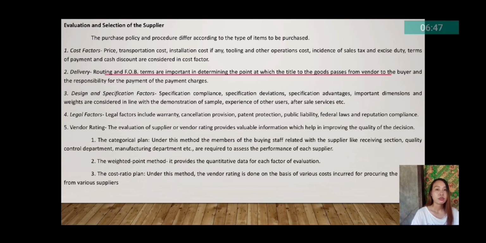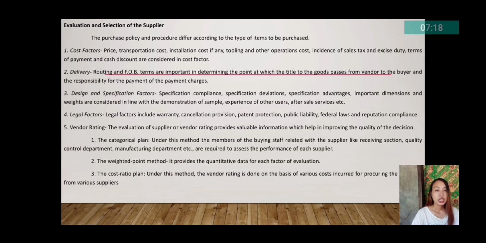Design and specification factor. Specification compliance, specification deviation, specification advantages, important dimension and weight are considered in line with the demonstration of samples, experiences of the user, other sales, services, etc. So, we also consider this as a design and specification factor.